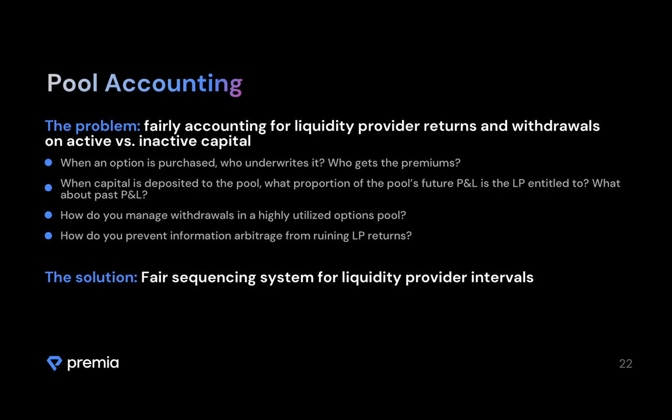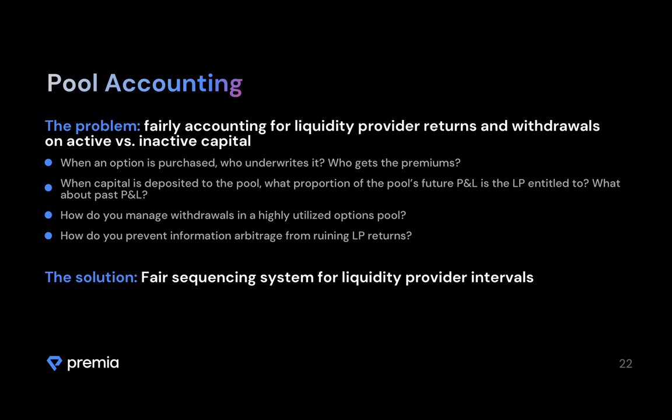How do you manage withdrawals in a highly utilized options pool? Let's say the pool has 90% of its capital locked in options and a large liquidity provider wants to withdraw all of their capital from the pool. How do you manage this in a way that's fair to all liquidity providers? And how do you prevent information arbitrage from ruining liquidity provider returns? Let's say it's very clear that a bunch of options are about to be exercised in profit. How do you prevent all of the liquidity providers from removing their capital at this moment? Or how do you prevent all of the liquidity providers from joining at a time when a bunch of options are about to expire worthless?